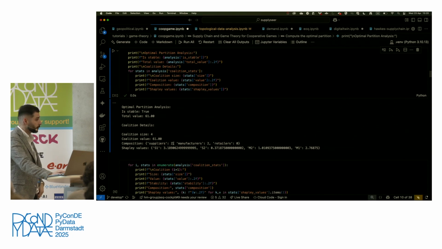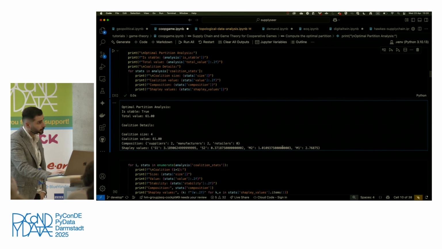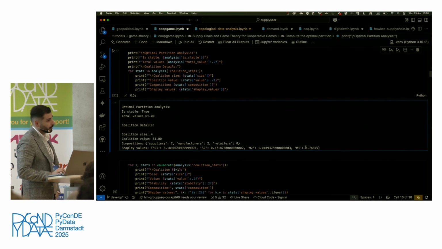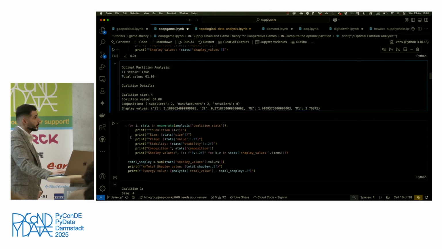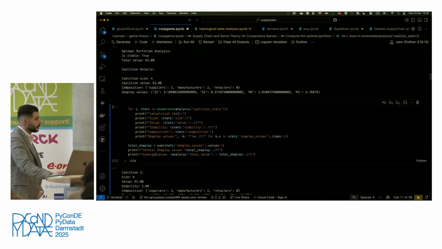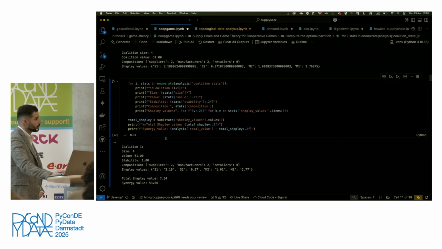We see that supplier 1 has a higher power structure than supplier 2, while manufacturer 1 has a higher power structure than manufacturer 2. Let's look at some more. Let's do this one and then jump to the analysis or the explanation of it.